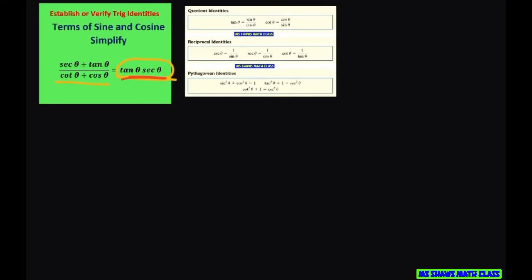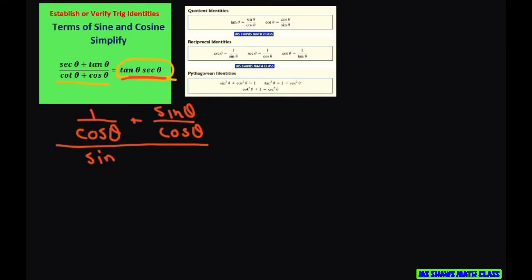This is going to be 1 divided by cosine theta with our reciprocal identities, plus our quotient identities, which is going to be sine theta divided by cosine theta. And the denominator is going to be cosine of theta divided by sine of theta plus cosine of theta. I'm going to go ahead and put that over 1.